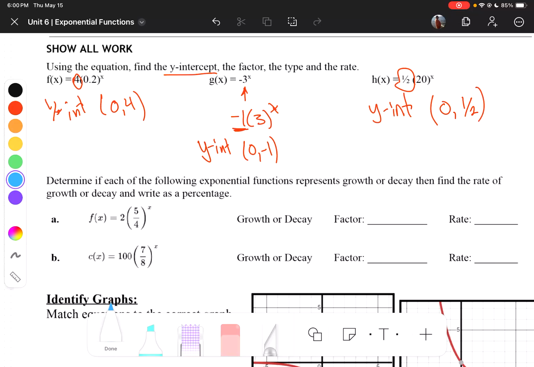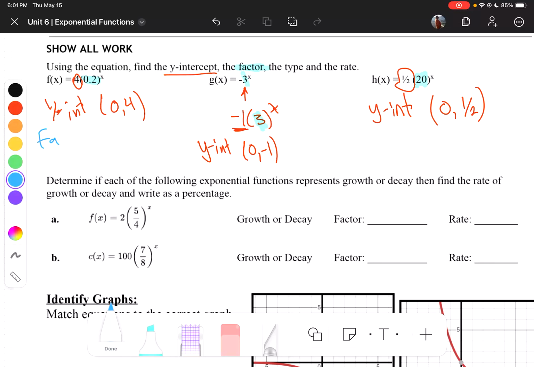Okay, next thing. Factor. Factor, pretty straightforward. What's in the parentheses? In this case, the 3 is what's in the parentheses. So that middle one could be a little tricky. As long as you understand what's being written there, you're good to go. And then over here we have 20. So we have 3 different factors.